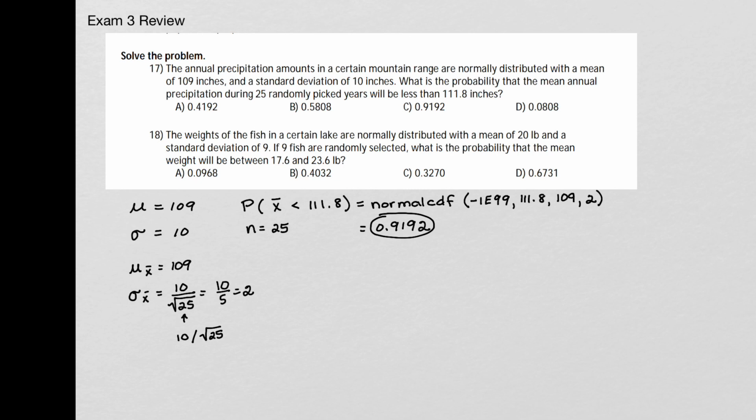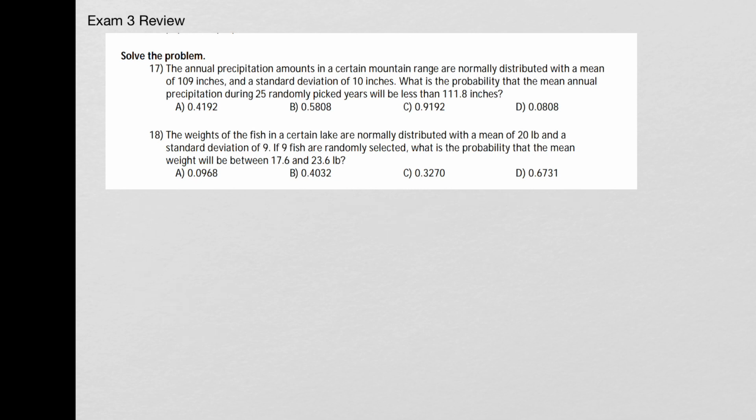All right, now let's take a look at question 18. So, the weights of the fish in a certain lake are normally distributed with a mean of 20 pounds. So again, I put my mean and a standard deviation of 9. So sigma is 9. If 9 fish are randomly selected, so we're going to have a sample size of 9.